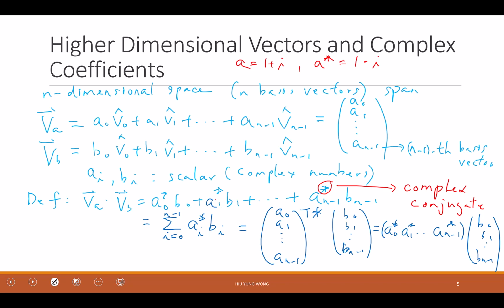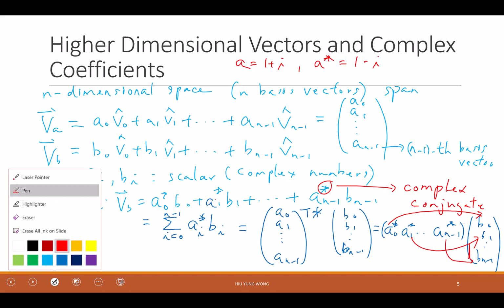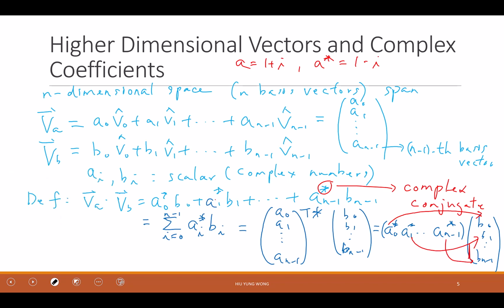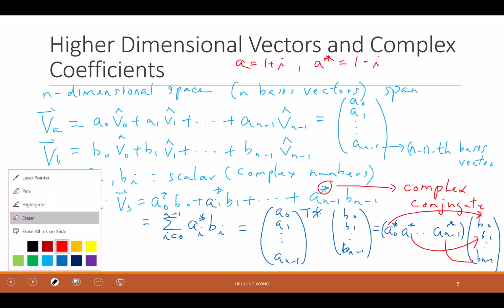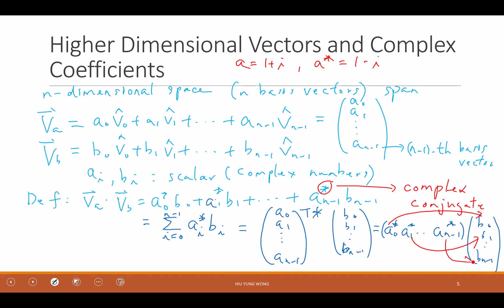How do we do multiplication? Again, I rotate it. Do you see that? A0 with B0, A1 with B1, An minus 1 with Bn minus 1. Right? Although this looks simple, you cannot make a mistake. Any mistake, you need to do it correctly.